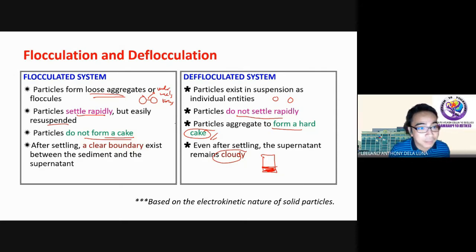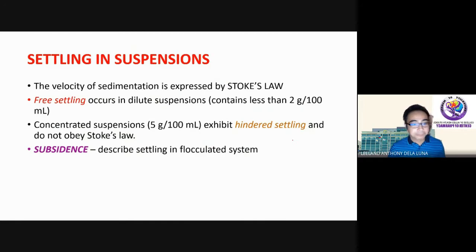Mostly class, mas magandang ang system na ina-adapt ng ating mga suspension is a flocculated system. We try to keep our particles in a flocculated system as compared to the deflocculated system. Kasi again, sa deflocculated, once naging cake niyan is irreversible. Unlike that of a flocculated system, mag-settle man siya, at least konting alog lang, magagamit ko pa siya.